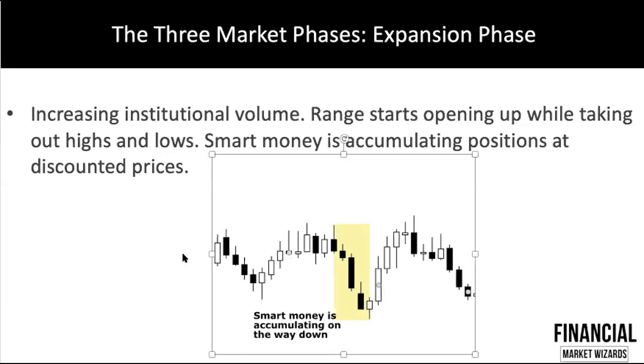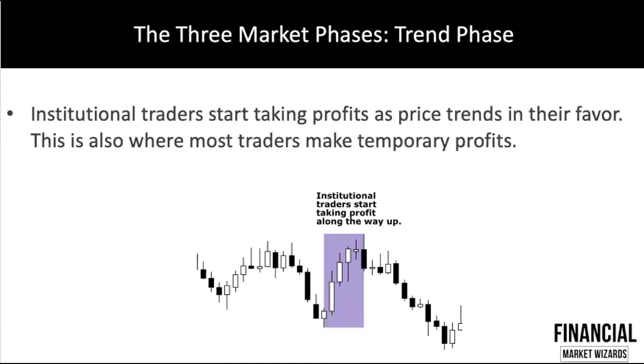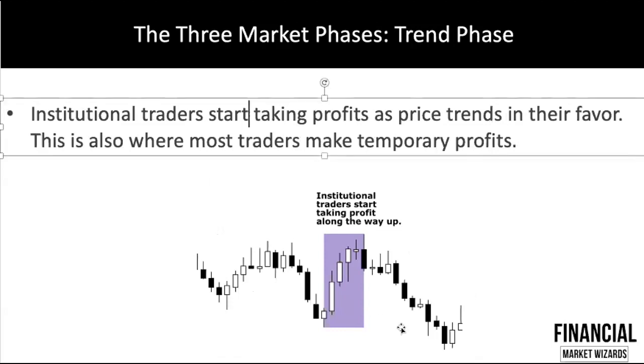Okay, so what happens after they accumulate? Basically there's a change of hands. The retail traders are selling to the institutional traders who want to bring prices up. What happens next is the trend phase. Institutional traders start taking profit as price goes up to them.